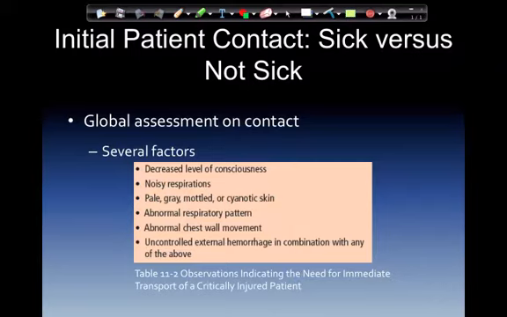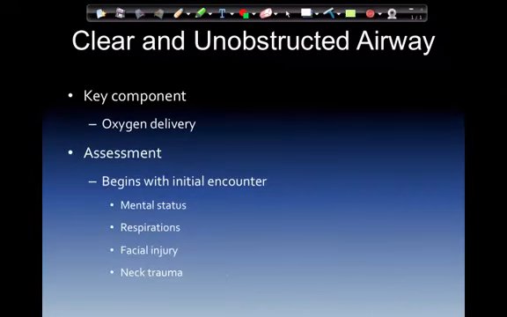Need to step it up. You're already behind the curve. So you probably have an ABC problem, so you need to get on the ABC problem as fast as you can. Clear the airway so it is unobstructed. Key component is going to be oxygen delivery, non-rebreather mask, 15 liters per minute.